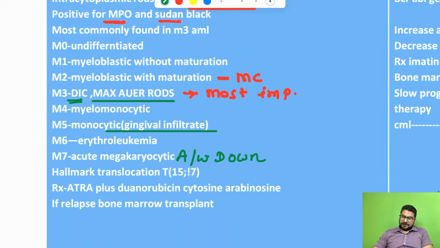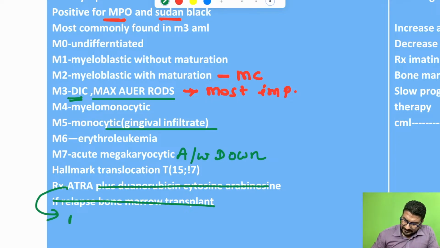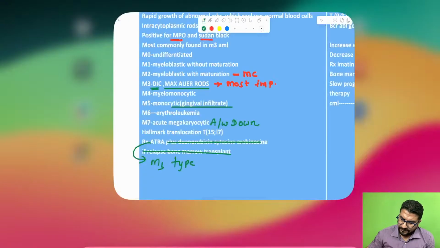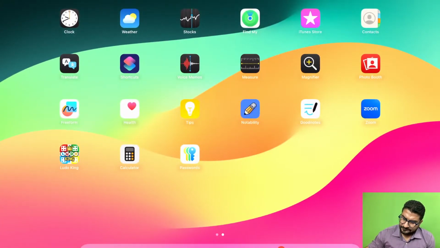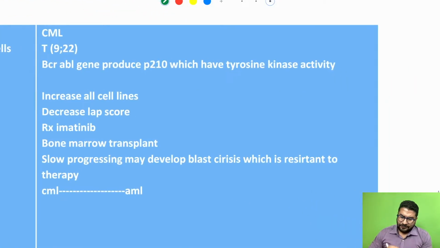Right? So in treatment what we give is ATRA, all trans retinoic acid. So understand this thing. ATRA we will use where? In M3 type. So the most important type which you have to remember will be your M3 type. Done. Okay, now let's talk about CML.